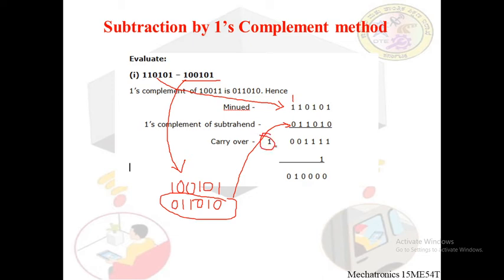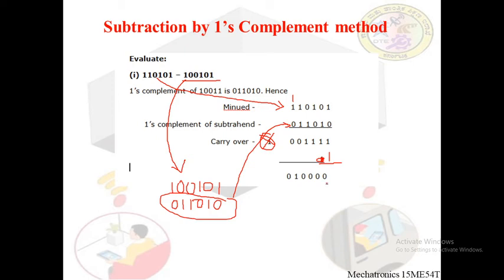Now when carry is generated, what has to be done? This carry has to be discarded and 1 has to be added to the final answer. So we are adding 1 here, this has shifted, it is equal to adding 1 here. So we are adding 1 to the LSB, least significant bit.